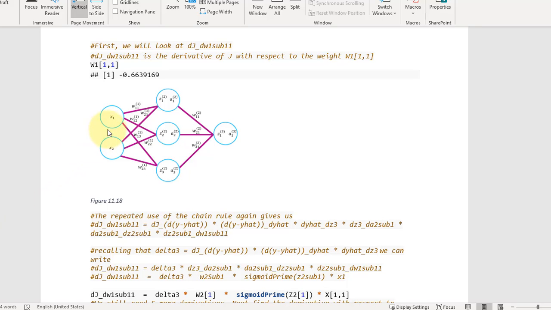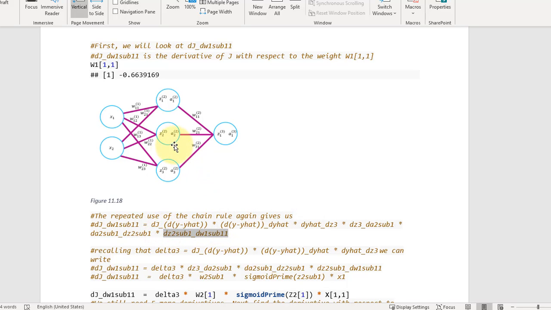The only difference is that for this one, it's going to be for x1. For another one, it might be x2. That is the last part here. So this is the long chain rule. And the last part here, dz2 dw1 sub 1, 1. The derivative of this with respect to this is going to be x1, but in another case, it's going to be x2. So this last piece is the only thing that's going to be different.